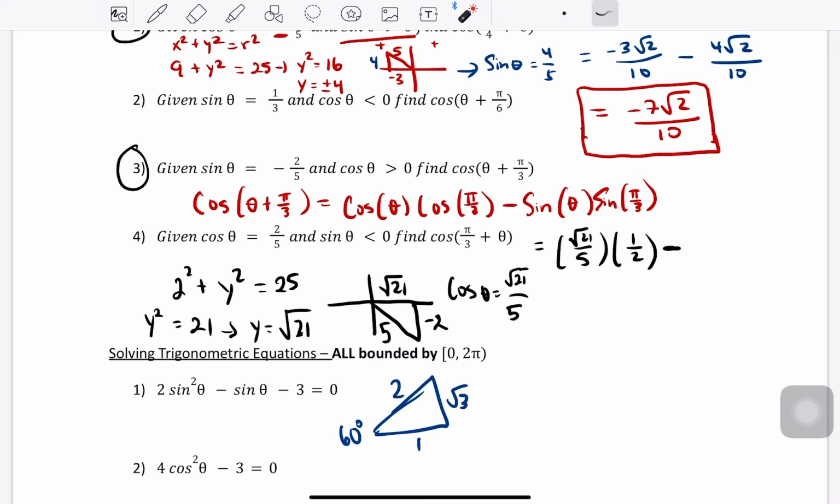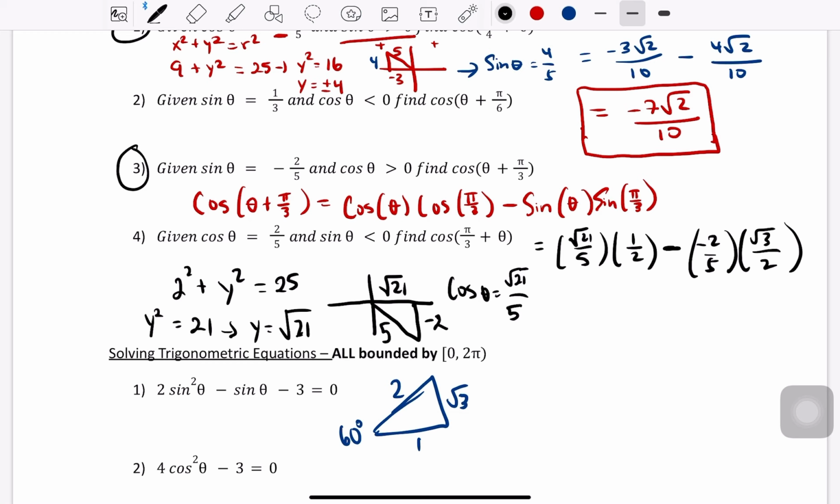Sine theta, we're looking at this over here. Sine theta, we're looking at that right here. So sine theta is negative 2 over 5. And lastly, sine pi over 3. So I look at the triangle I drew at the bottom. My y is radical 3, and my r is still 2.